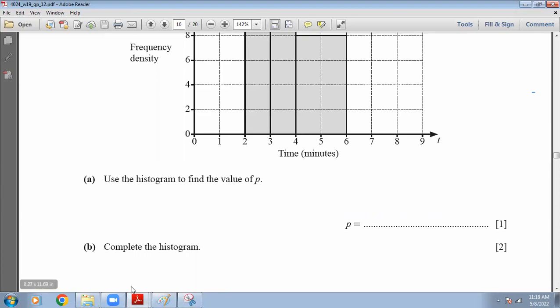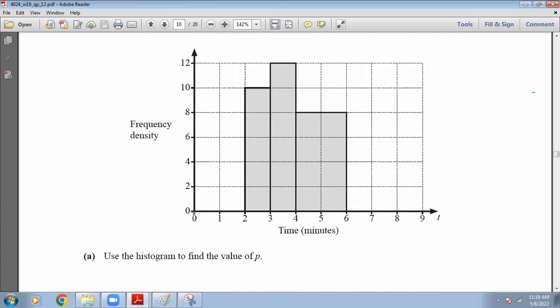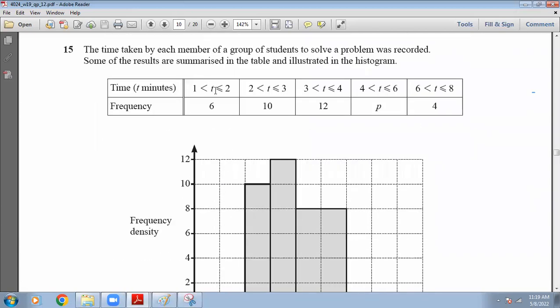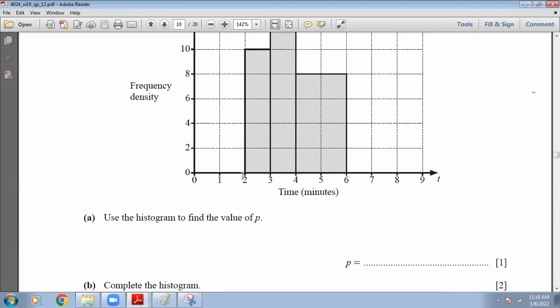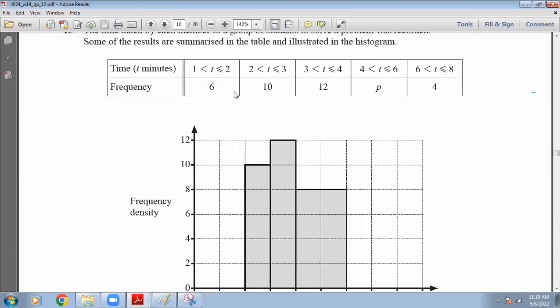Then he says complete the histogram. So we have to complete the histogram. If you want to complete the histogram, you see which one is missing. 1 to 2 is missing. Sorry, 1 to 2 is missing. So you have to draw 1 to 2.